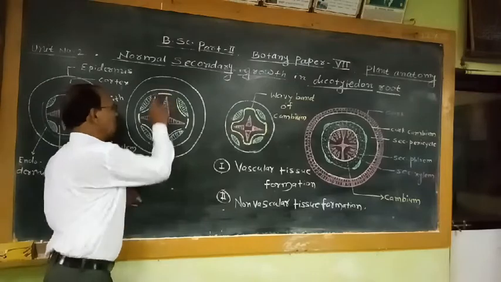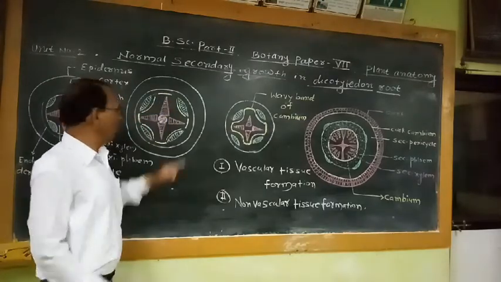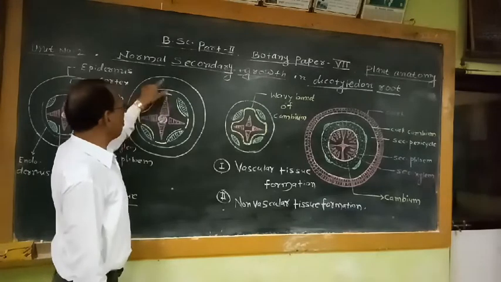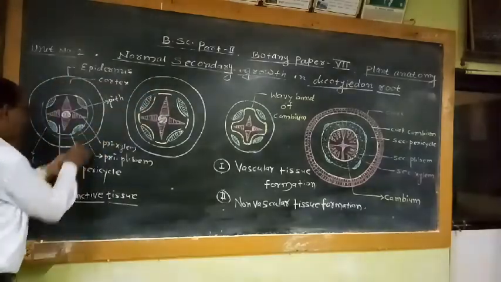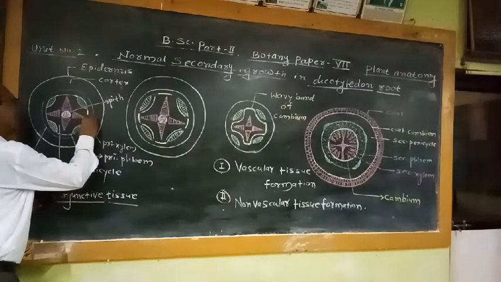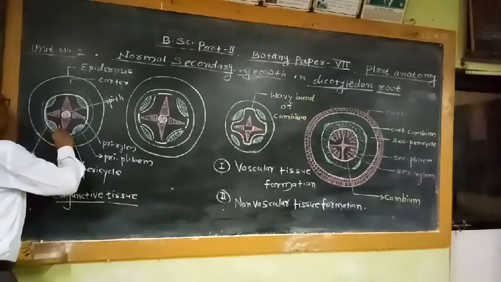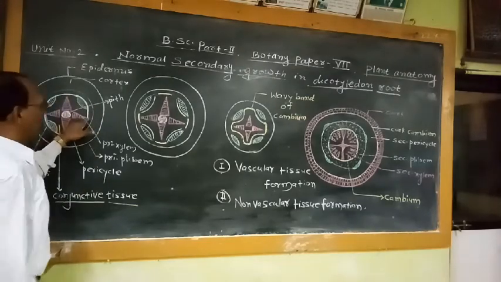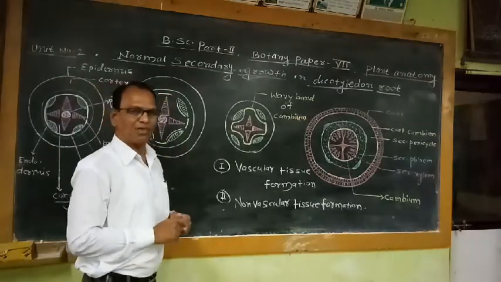At the same time, this is the xylem bundle. This narrow portion of the xylem is known as protoxylem. The broader portion of xylem is known as metaxylem. Opposite to the protoxylem, this layer is known as pericycle. This is the continuous layer of pericycle. So this pericycle layer outside the protoxylem, the cells of the pericycle become secondarily meristematic.